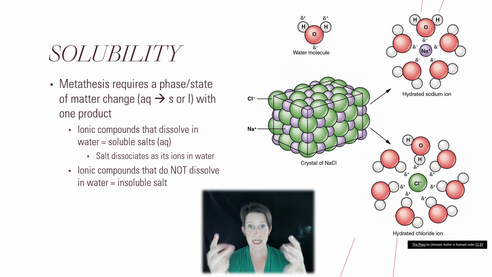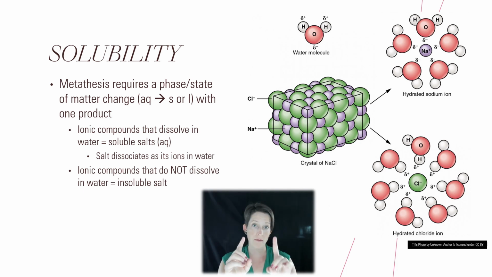What happens if a metathesis reaction occurs is one of the products is going to have a state of matter change. So you're going to start with two aqueous solutions as your reactants, and they're going to interact. Based off their interactions, if one of the new compounds comes out as a solid or changes to a liquid, the reaction has taken place. If they stay aqueous, no reaction actually occurs. So this is how we can tell whether or not a metathesis reaction takes place. We do this based off solubility.